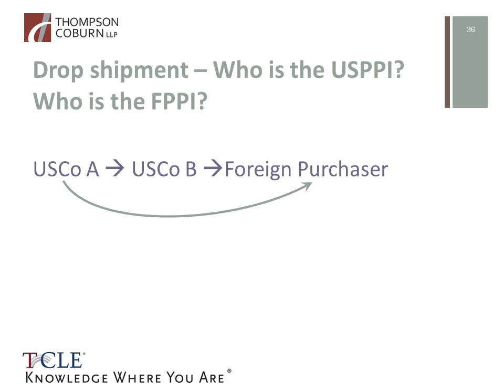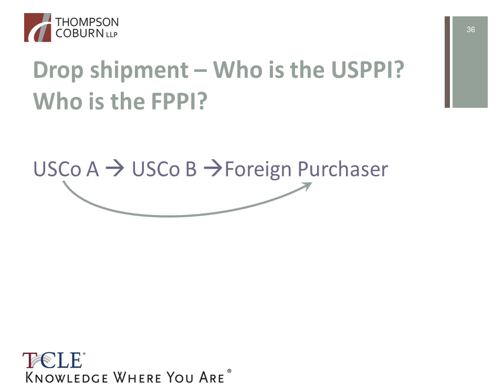So first is, who is the U.S. principal party in interest? U.S. Company A or U.S. Company B? So we have a bunch of go back and forth. In this case, U.S. Company B is the U.S. principal party in interest. They are the party receiving the financial benefit of the export transaction. The sale between U.S. Company B and the foreign purchaser is the relevant sale for export. The sale from U.S. Company A to U.S. Company B is merely a domestic transaction.